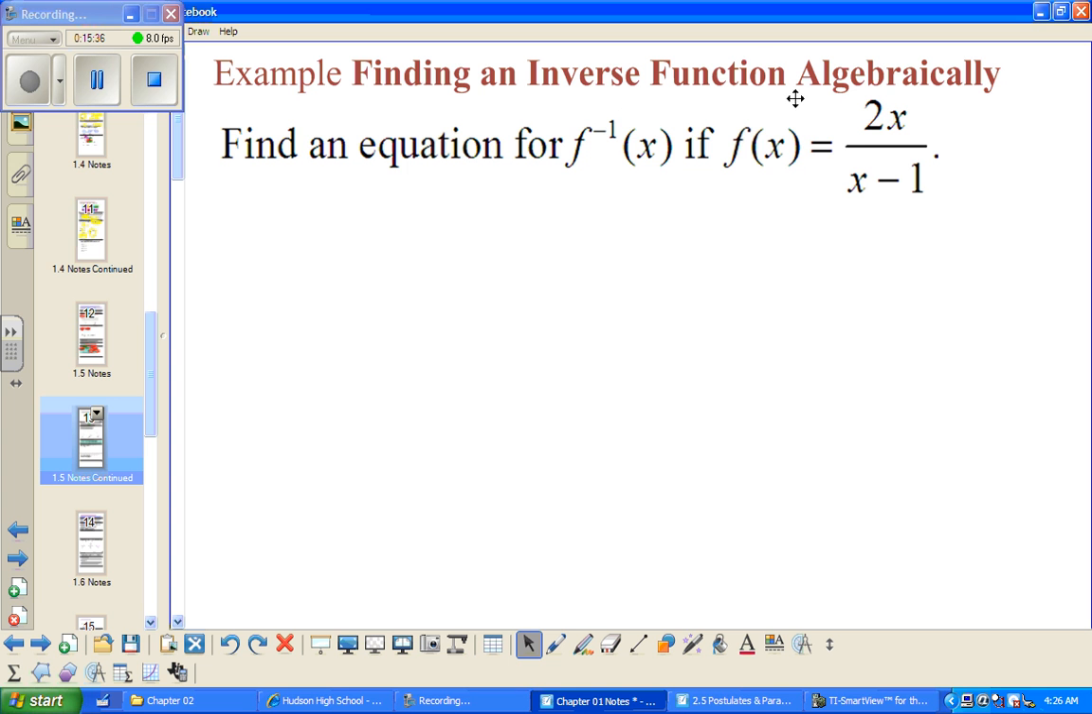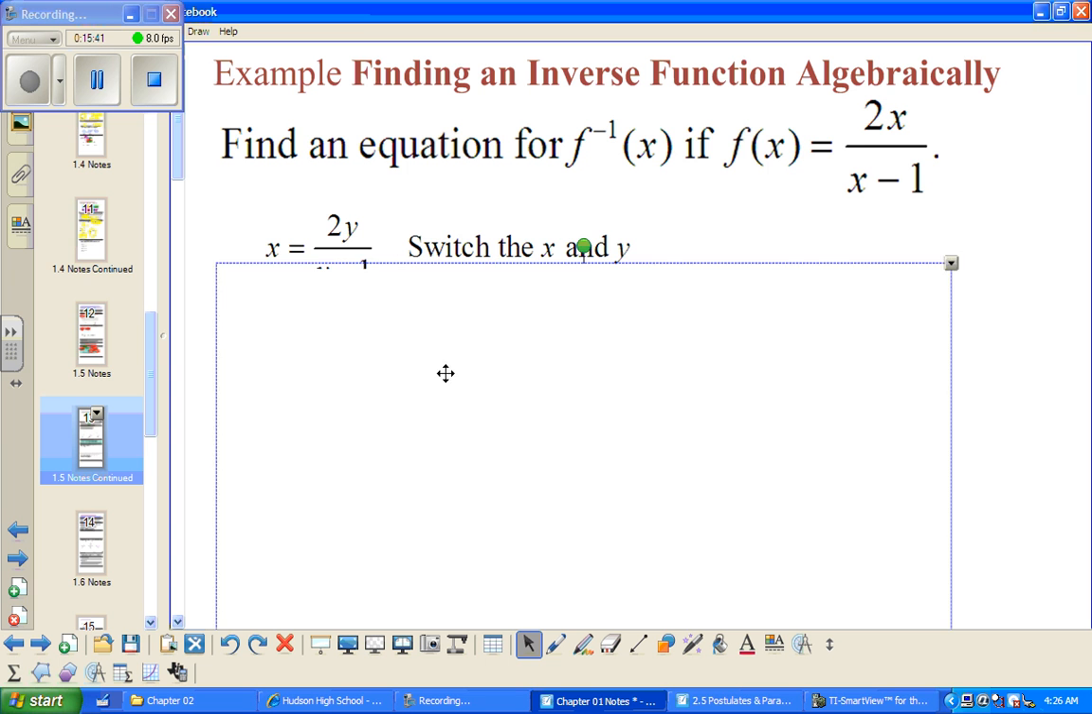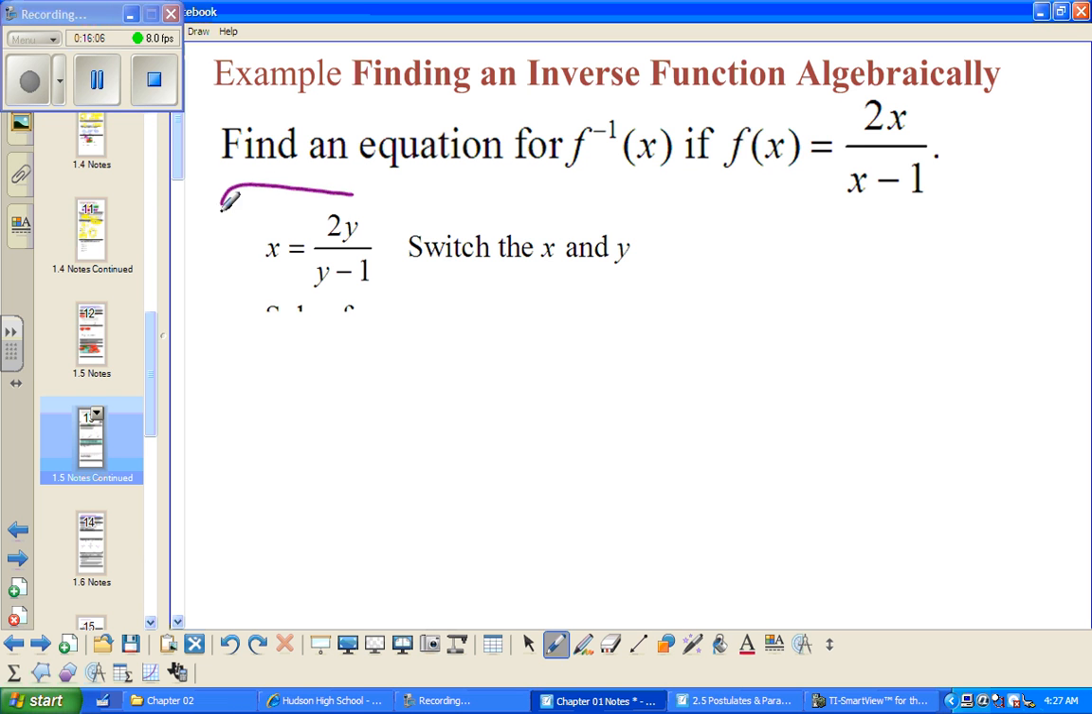How would we find the inverse function algebraically? It's really quite easy. All you need to do is switch the x and the y around and solve for y. So take the function you start with, define its inverse function, rewrite it as y equals 2x over x minus 1, and then switch the x's and y's around, as I've done here. Now solve for y.